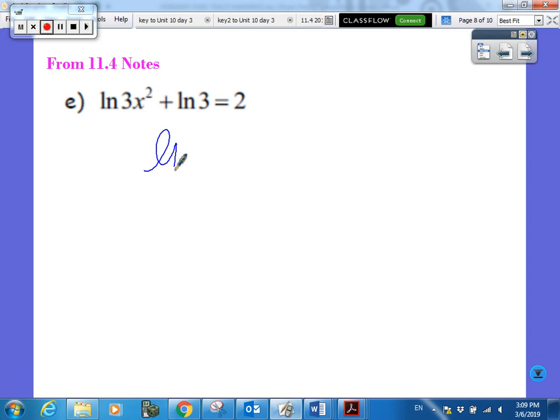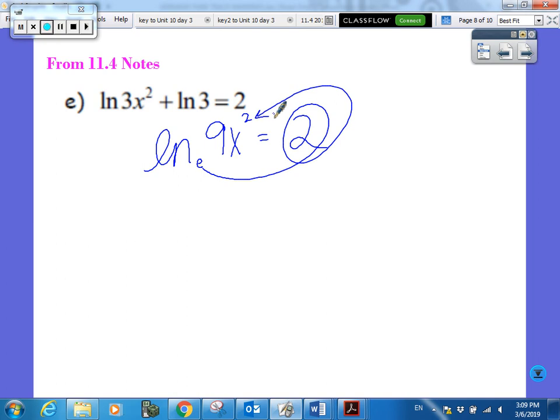All right, so we're adding. So that means multiply the arguments. So the natural log of 9x squared equals 2. Now, we can't say 9x squared equals 2 because there's not an ln here. And we can't just put an ln. Okay, 2 doesn't equal the natural log of 2. So the easiest way to do this one is your little loop-d. So loop it and change it to exponential. So e squared equals 9x squared.